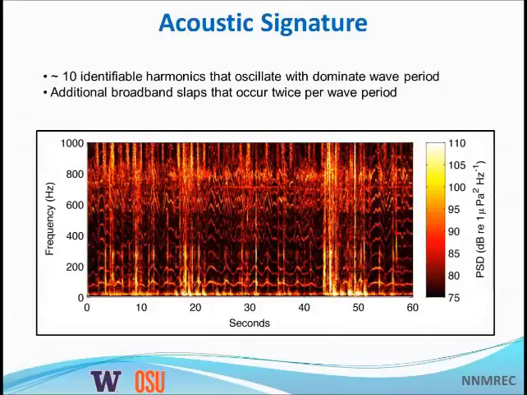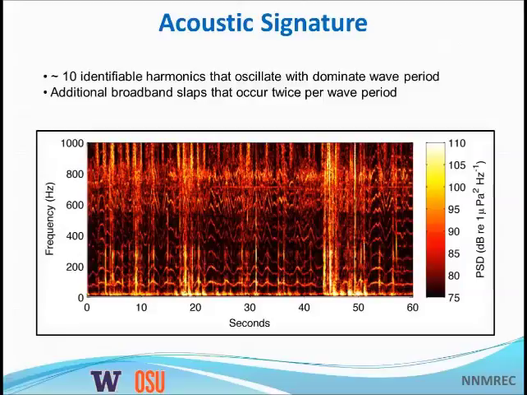I've plotted that, there's the same spectrogram from before, but plotted on a linear scale, going from 0 to 1,000 hertz, and I've thresholded the data to highlight these different harmonics. So again, what's very clear is the series of 10 identifiable harmonics, and anyone who's familiar with, say, southern resident killer whale vocalizations would see patterns that look like examples of some of their calls almost. And then in addition, above 800 hertz, as I mentioned before, we see these broadband slaps.